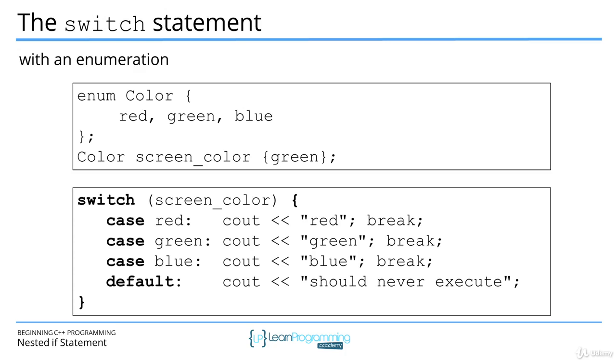In this case, we switch off the screen color, which can only be red, green, or blue, and we execute the appropriate code when we match the specific value. Also notice that in this case we're supplying a default case, but this should never execute unless we add another enumeration constant to our enumeration and forget to include a case for it.